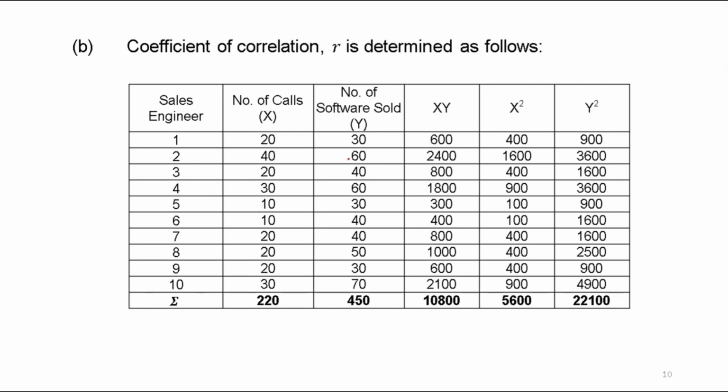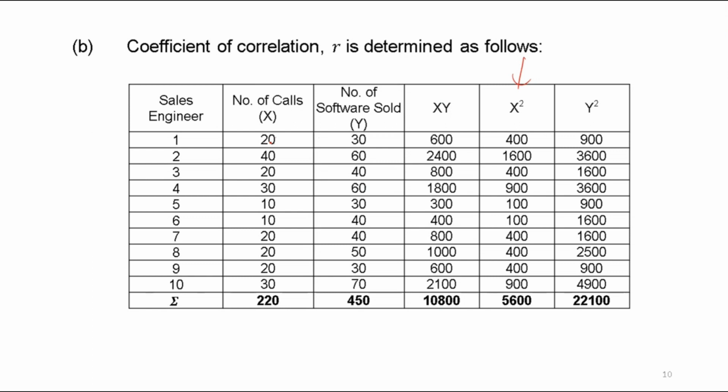And then 40 times 60 is 2,400. Then 20 times 40 is 800. 30 times 60 is 1,800. Then you need to total up these values. So you get the summation of XY is 10,800. And then you need to do X to the power of 2.